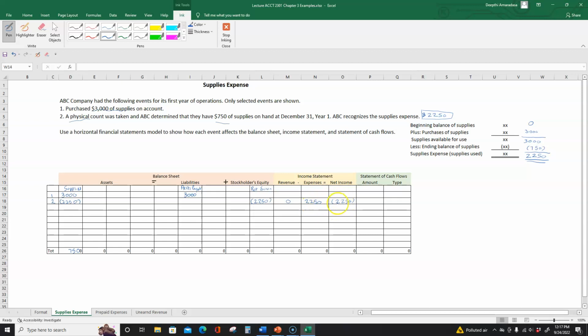That's why we always decrease net income every time expenses increase. We just don't show the revenue 0 all the time. All right, that takes care of the income statement. How about the statement of cash flows? Is that affected by this transaction? No, it is not. There was no cash involved, therefore the statement of cash flows is not affected.